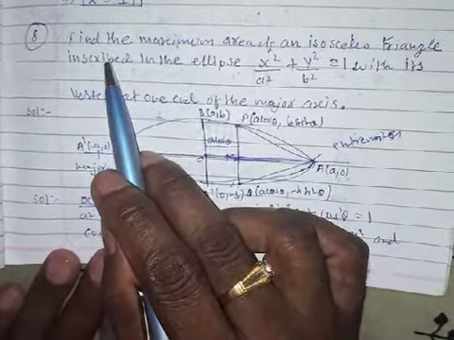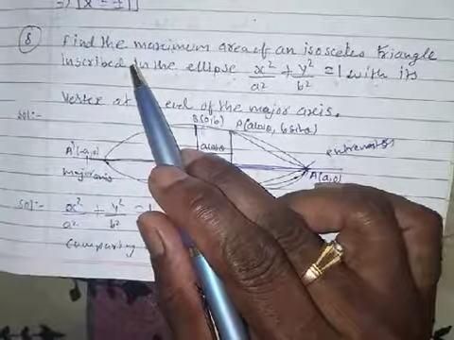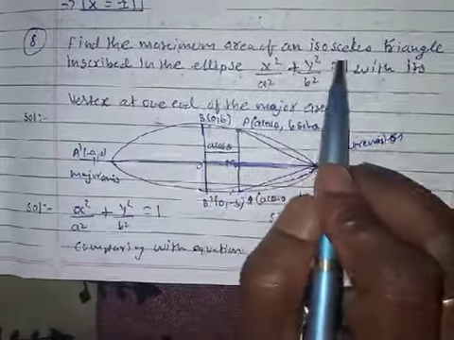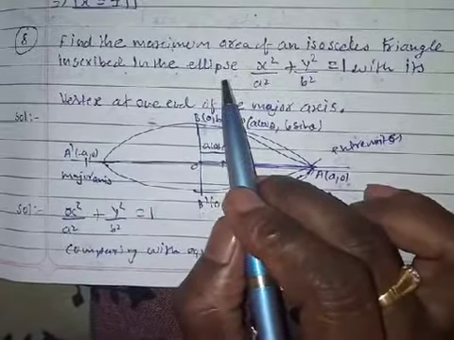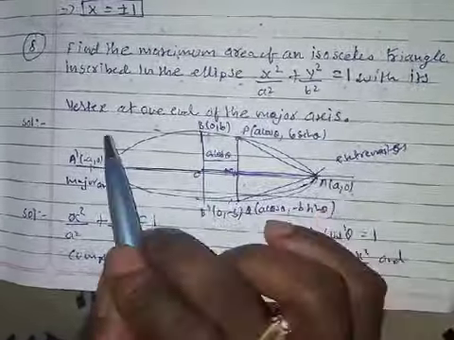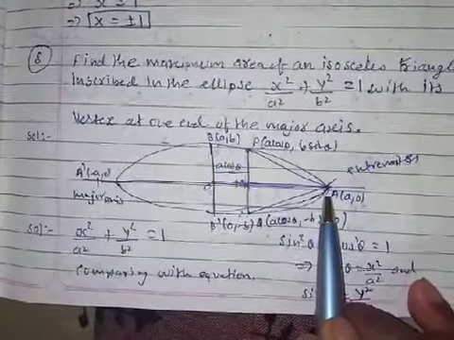Hello children, let's start with question number 8 again. A little bit more explanation is required. Find the maximum area of an isosceles triangle inscribed in an ellipse x square upon a square plus y square upon b square is equal to 1, with its vertex at one end of the major axis. This is called the major axis.